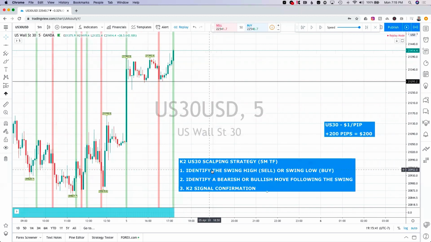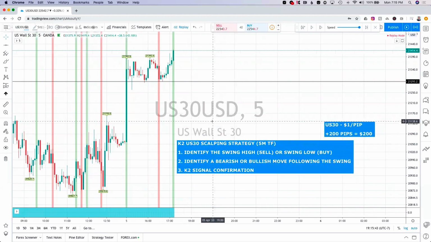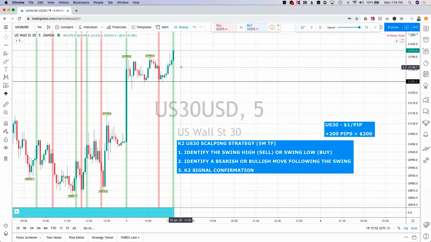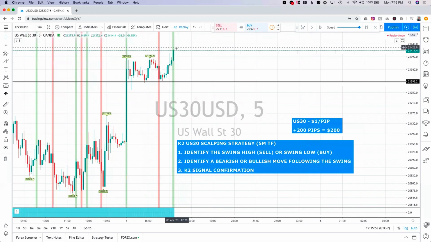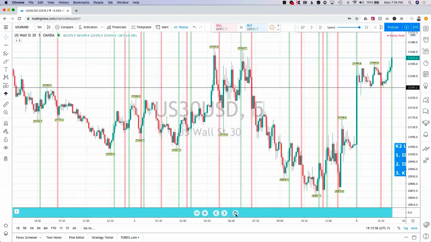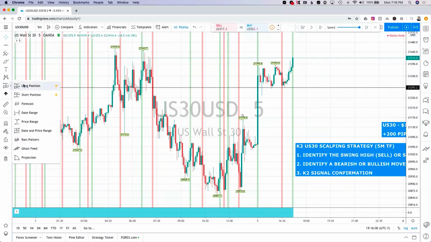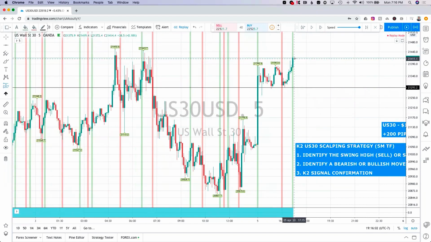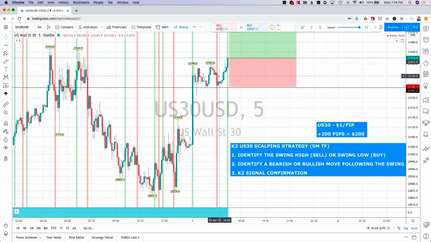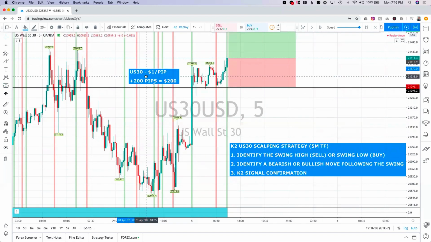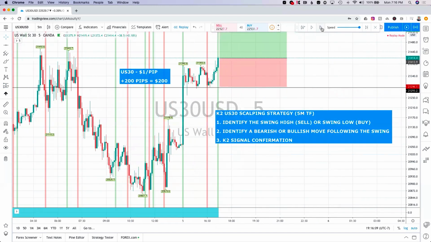So once you have those two first requirements met, so we've identified the swing low. Next, we identified a bullish move following the swing. And next, you just want the K2 signal for confirmation. So right here, we have a buy signal. And once we do that, we're going to enter on the open of the following candle. We'll zoom out. We'll use the long position tool. And then we'll set our entry right there. So next, we'll let it run.